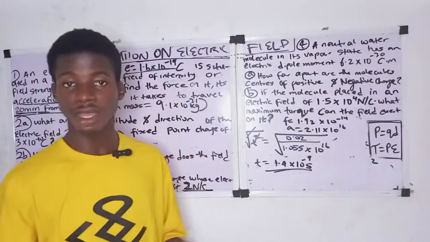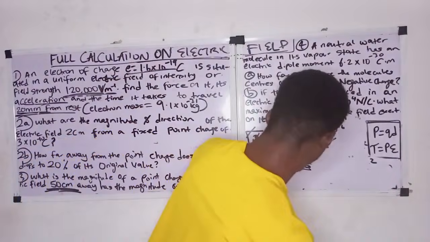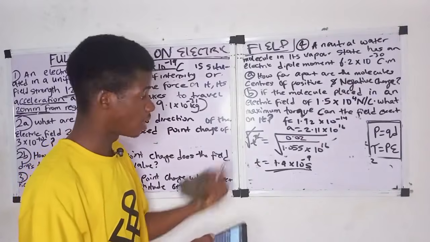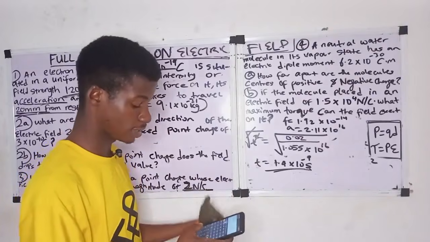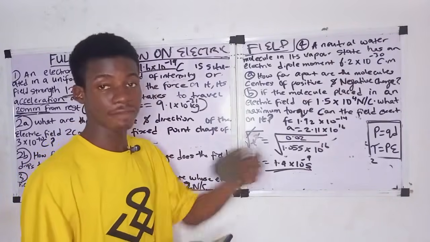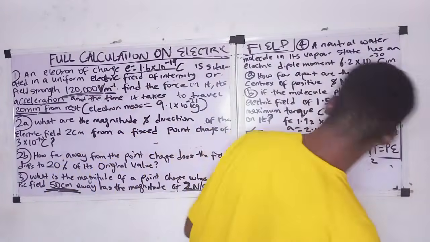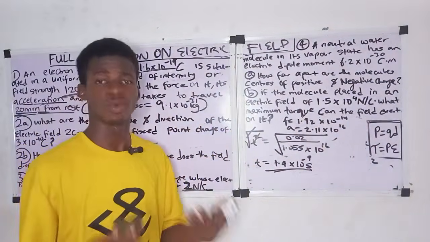If you don't want to do it this way, just divide the values first. If you divide 0.02 by 1.055 times 10 raised to the power of 16 first, then after getting the value, you take the square root of the value. You get this. Okay, so this is the answer. Now let's move to the next question.